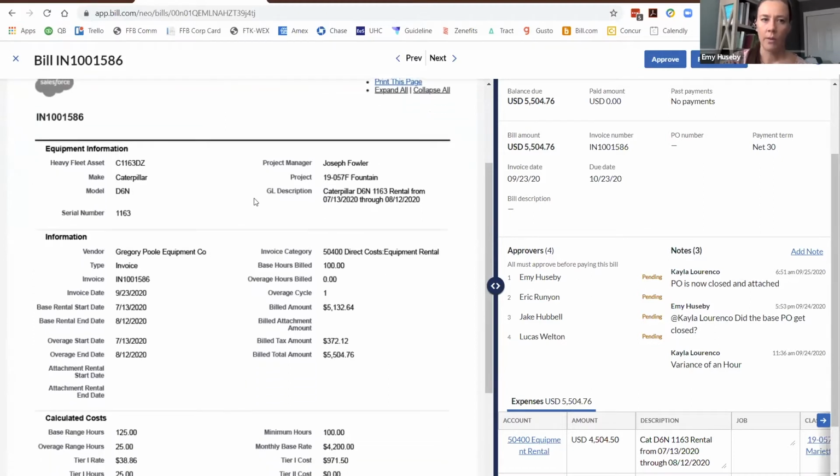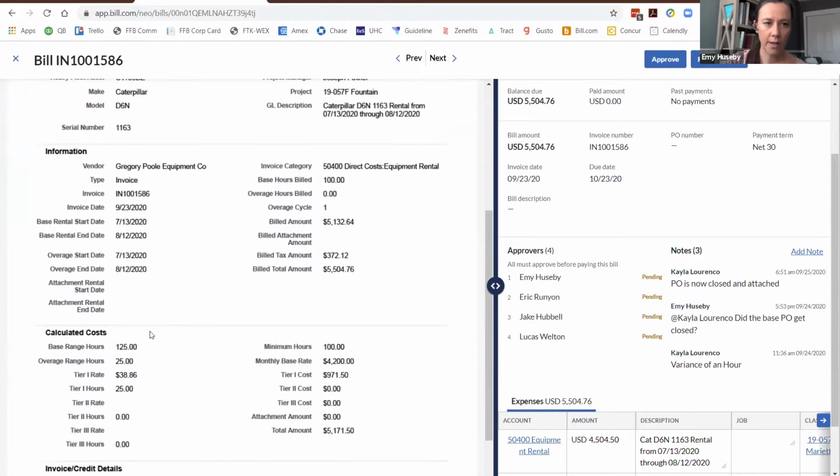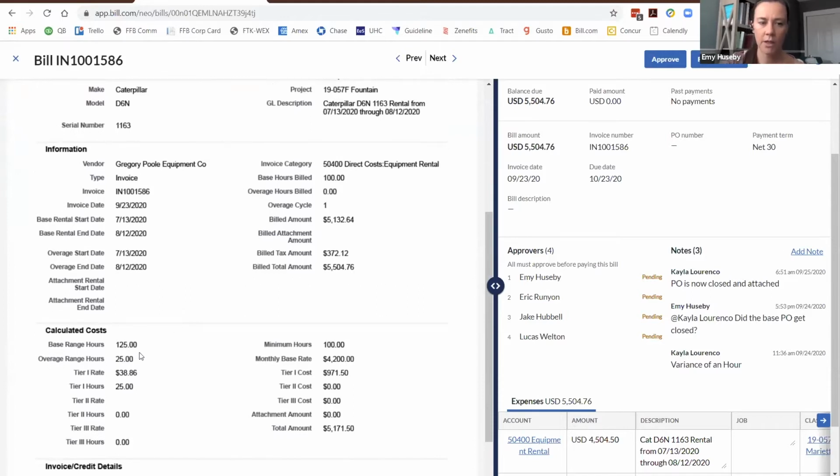So here it reiterates to us to make sure that we have the Salesforce information that matches the bill for the piece of equipment that we're talking about, this Dozer 1163, and that these dates are matching with what the bill says. If you go down to the calculated cost, the base range hours tells you how many hours we tracked or that you guys tracked in putting in your equipment hours daily. That was run on the machine between July 13th and August 12th, these base rental dates.